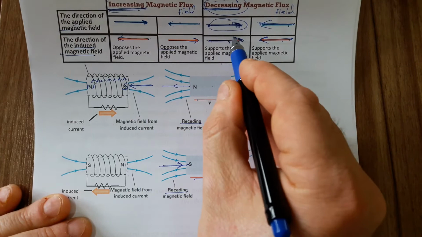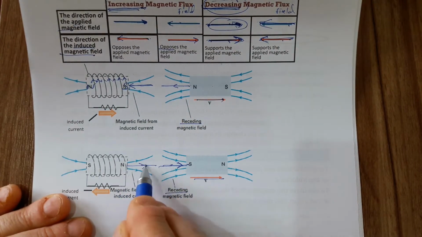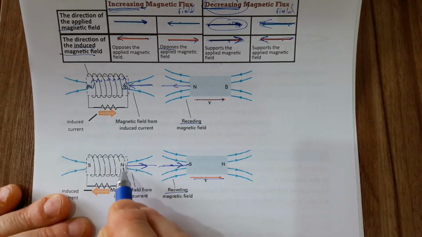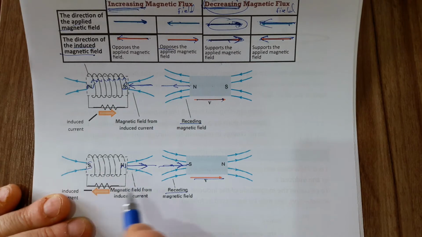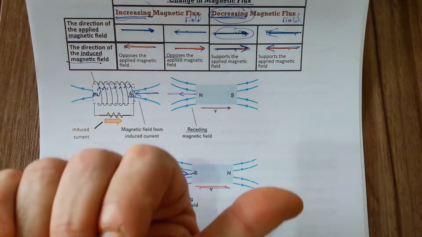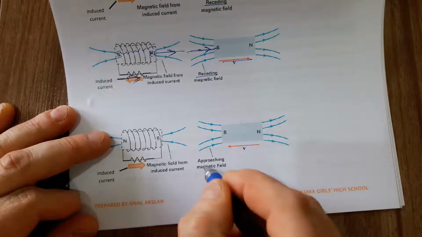So the magnetic field must also be from left to right. These two must be in the same direction. If it is like this, this must be the N pole, because the magnetic field starts from N and goes to S. Then we are going to use the right hand rule and find the direction of the electric current on the coil when the S pole is approaching.